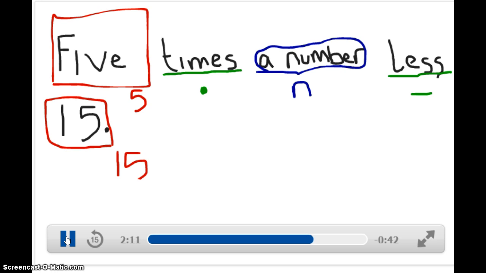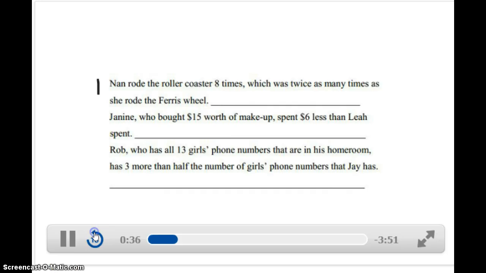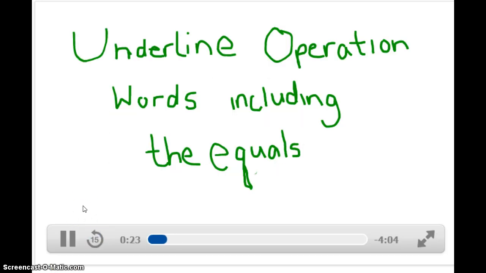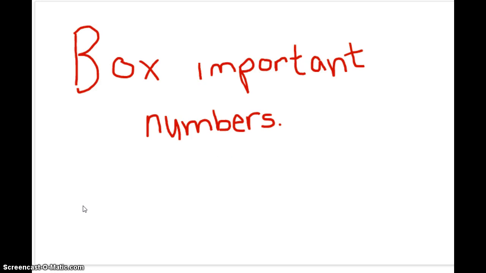Now that we're done with all of the boxing, the circling, the underlining, we need to write the expression. This includes 5 times a number minus 15. So I just write what's written for me. 5 times n minus 15. All right, so now we're going to use the equal sign.